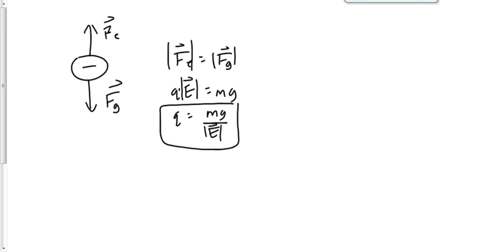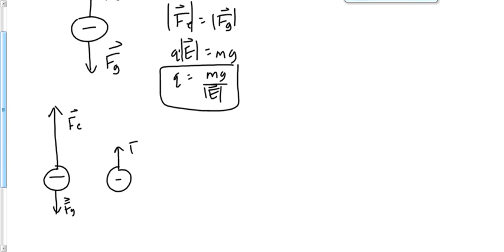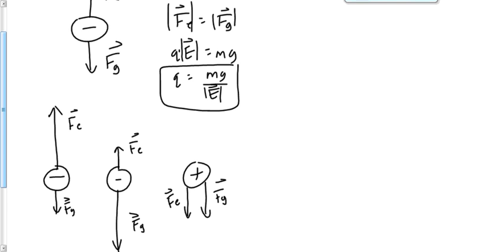Let's take a look at the particles now that aren't suspended or traveling at a constant velocity. Okay, that could be this particle if the electric force is bigger than the gravitational force, or it could be this particle if the electric force is smaller than the gravitational force, or it could be this particle where both forces are acting downwards in the same direction and therefore can't balance each other out.